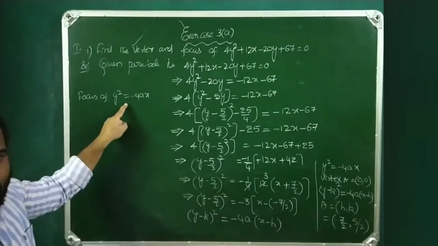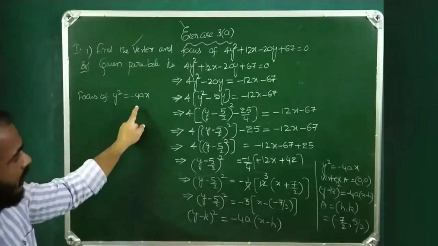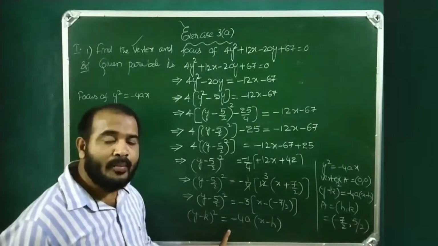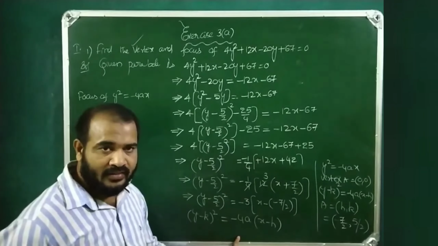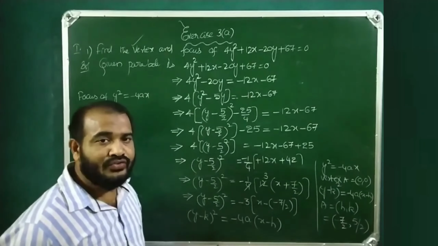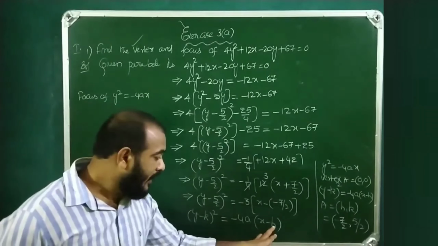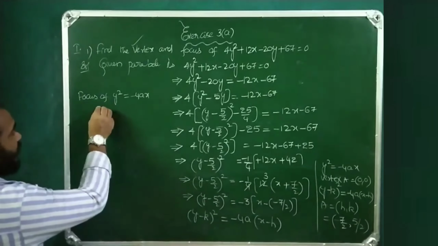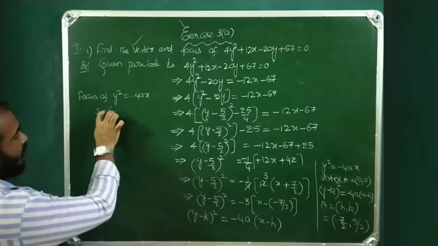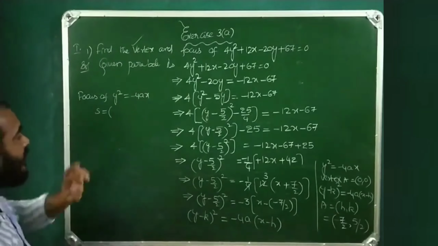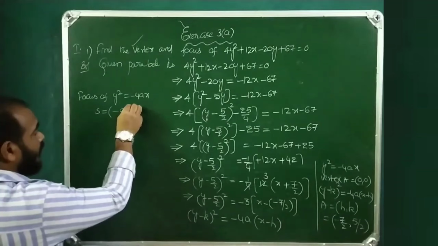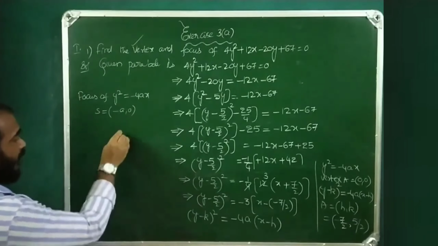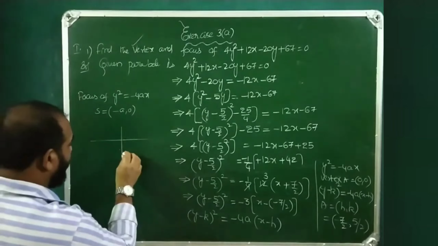Its vertex is at the origin, and its vertex is at h comma k. Here the transformation of axis has happened. Therefore, the origin 0 0 has been shifted to h comma k. And now for this, what is the focus? S is equal to how much? Minus a comma 0.